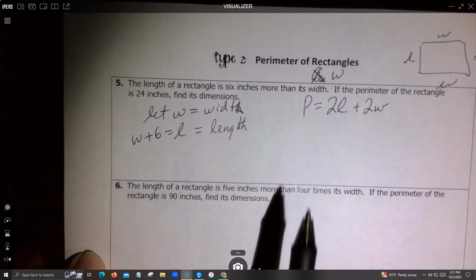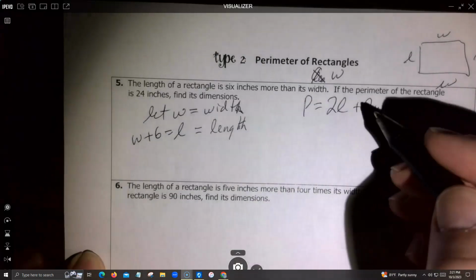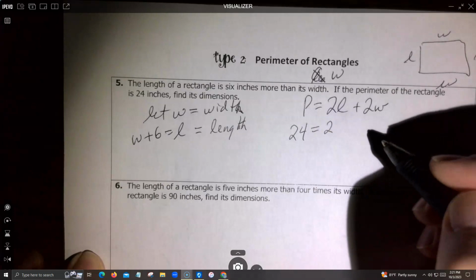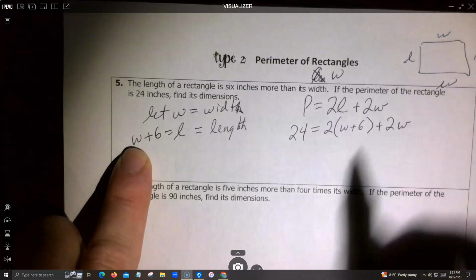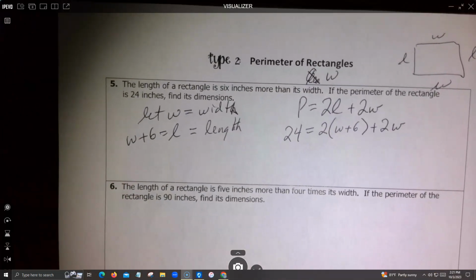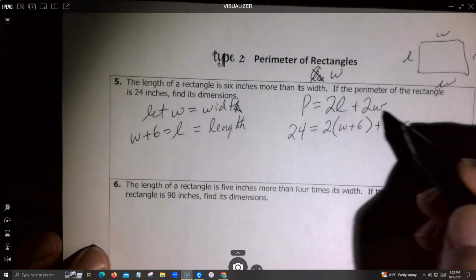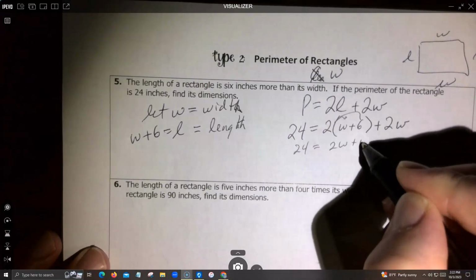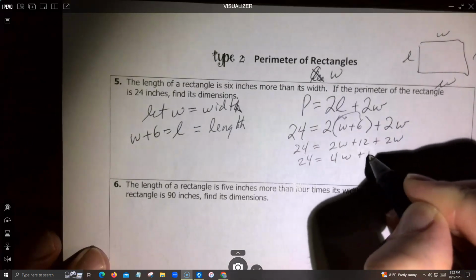All right. So now we're going to plug what we know into all of this. The first thing we know is the perimeter is 24, so we'll put that in there. We have 2 times the length, which we're using as w plus 6, plus 2w. And that's our equation. So we have everything in terms of w, which means when we get done, we're going to have the width, and then we're going to plug in to get the length. All right, so we're going to clean this up. So distribute: 2w plus 12 plus 2w. 24 equals 4w plus 12.